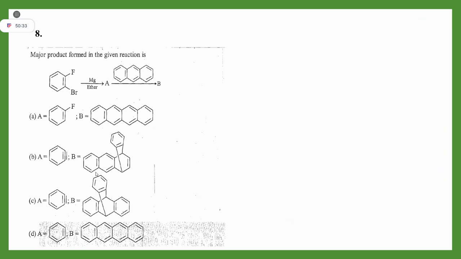Major product formed in the given reaction is, okay. First step they are saying magnesium is there. Ether is nothing but your solvent. What is the role of magnesium? Magnesium generally inserts between your carbon and halogen bond. Yes or no? Grignard reagent formation type. Good. Now, among which bond will it be inserted? Among Mg and F or Mg and Br?